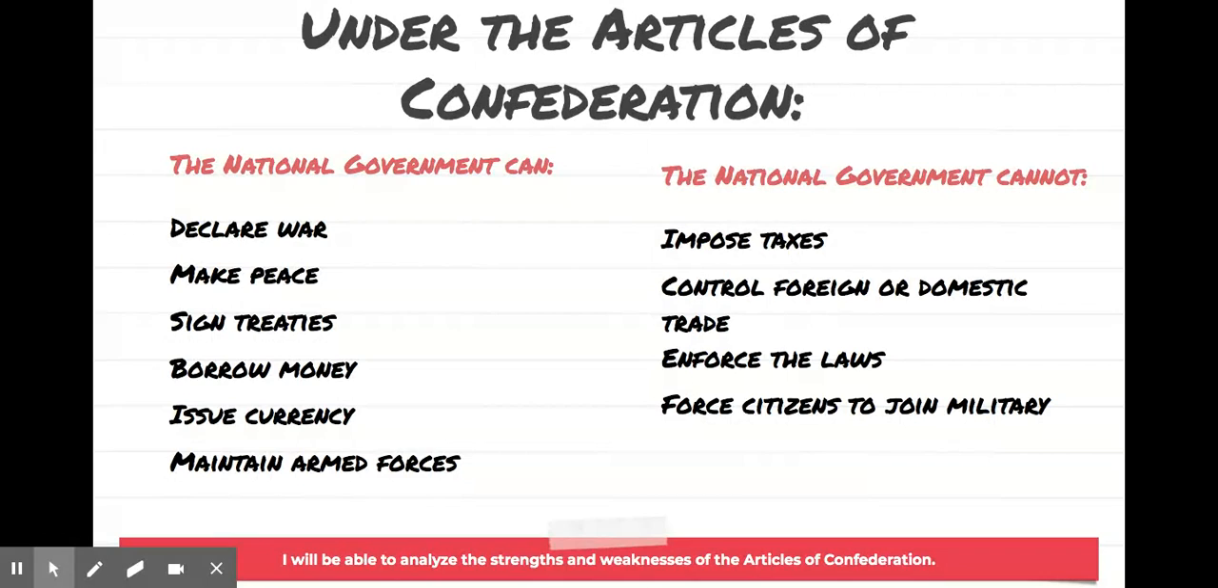On the right, the things the federal government cannot do: impose taxes. That's going to be important. Control foreign or domestic trade. So they can't trade, really. They can't control the trade with other nations. They cannot enforce the laws. They cannot force citizens to join the military.